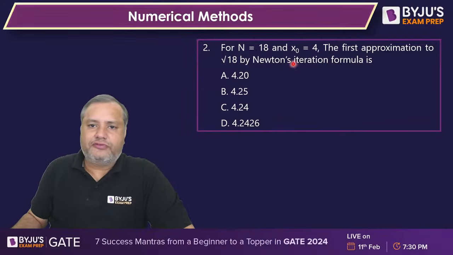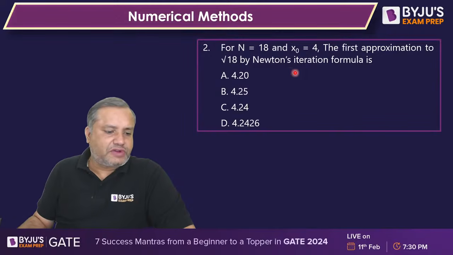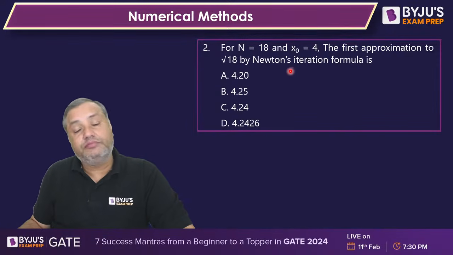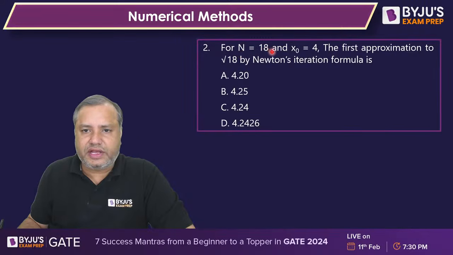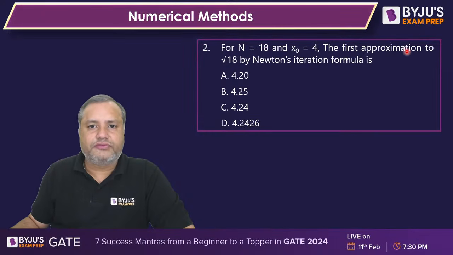Next, one more variety from the Newton-Raphson method. Why the second question also for Newton-Raphson method? Because this variety is also very, very important. For n equal to 18, x0 equal to 4, find the first approximation to the square root of 18.